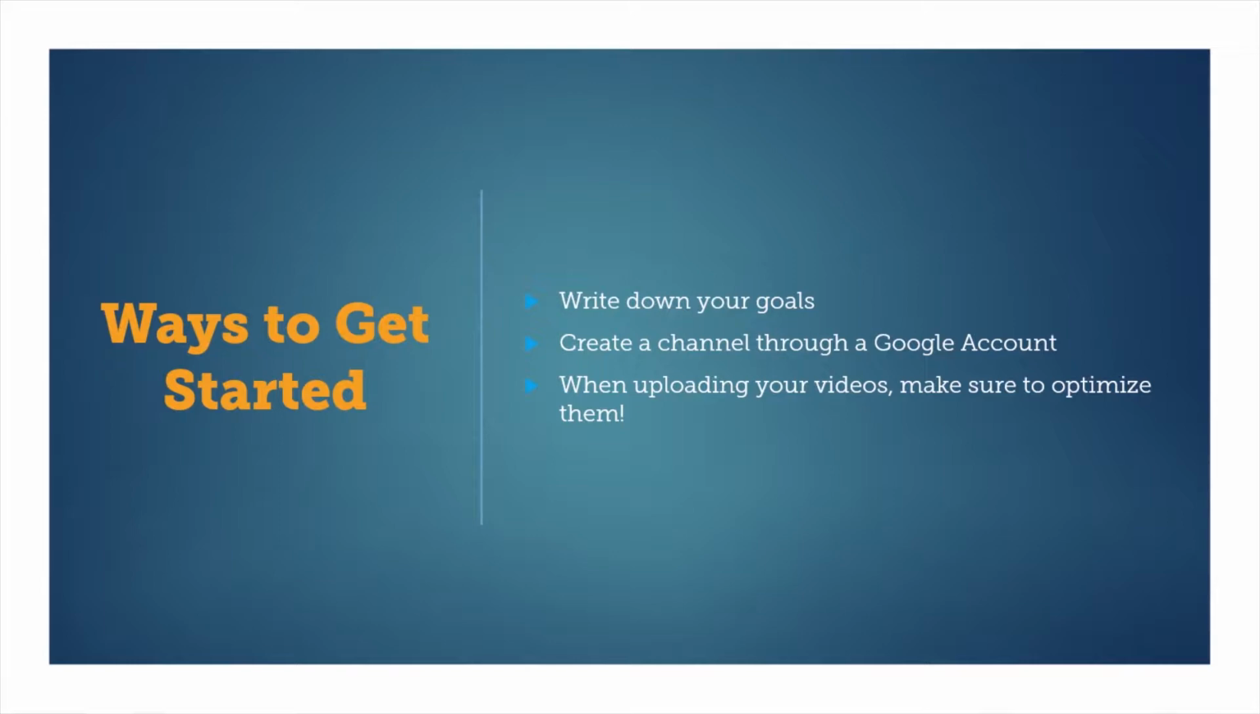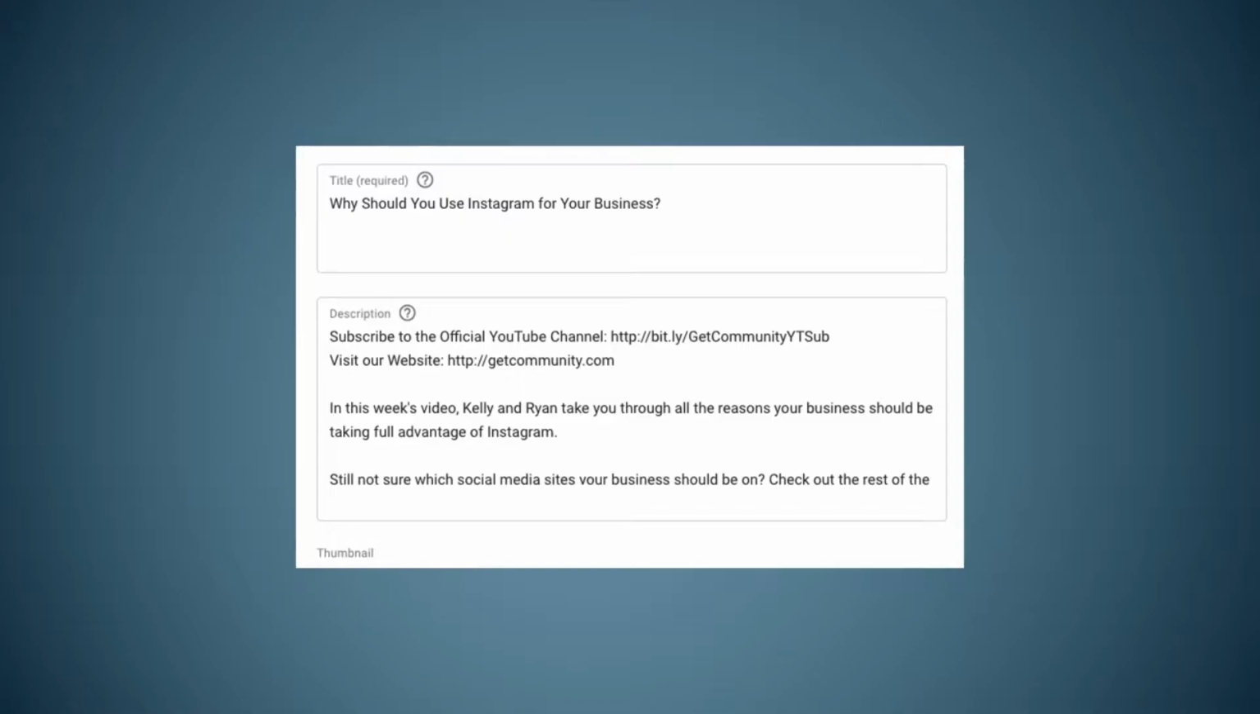So then the next thing we want to talk about is when uploading your videos, make sure to optimize them. Don't forget that YouTube is a search engine, so do everything in your power to make your videos searchable. You want to create a compelling title, something that grabs the audience's attention and lets them know what the video is about. You want to write a description with the most important keywords towards the beginning of your description. Your description should include a quick summary of what is in the video and any relevant links or information that you mention in the video.